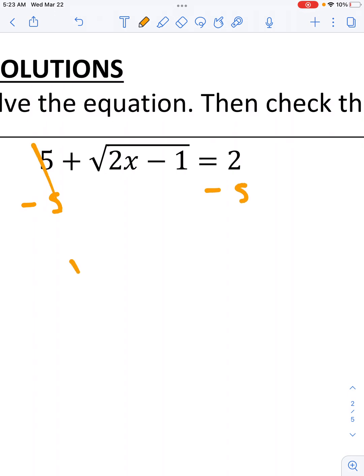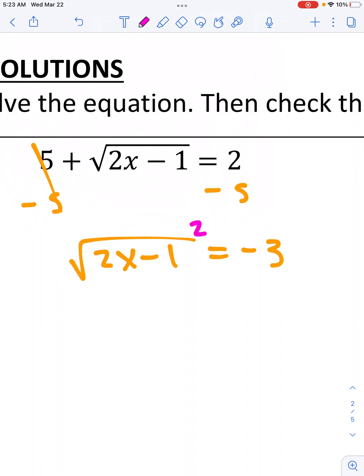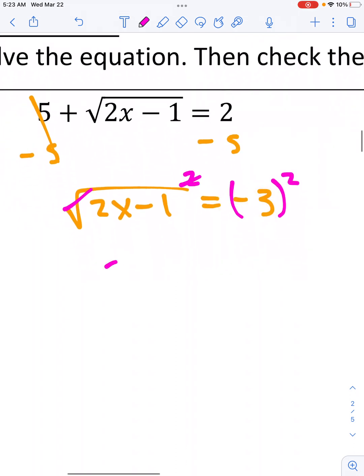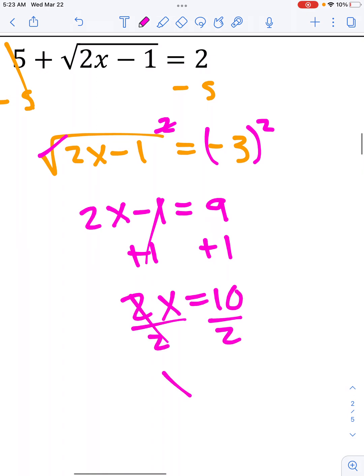So if I were to subtract 5 and then get negative 3, I'm going to square both sides, and that's going to cancel the root, so 2x minus 1, and then make sure you're squaring negative 3, so that becomes a positive 9. And then continue solving, and we get x equals 5.